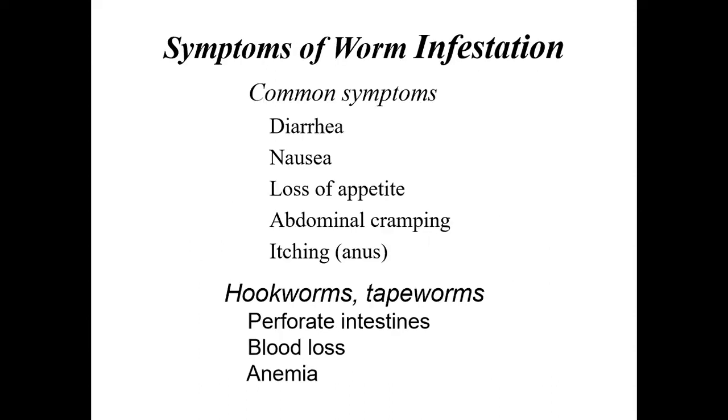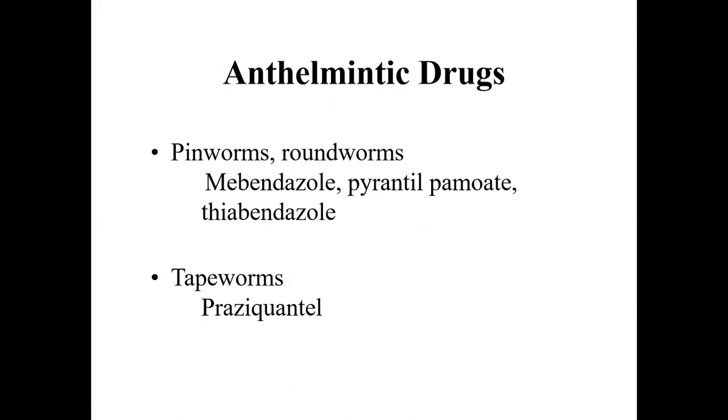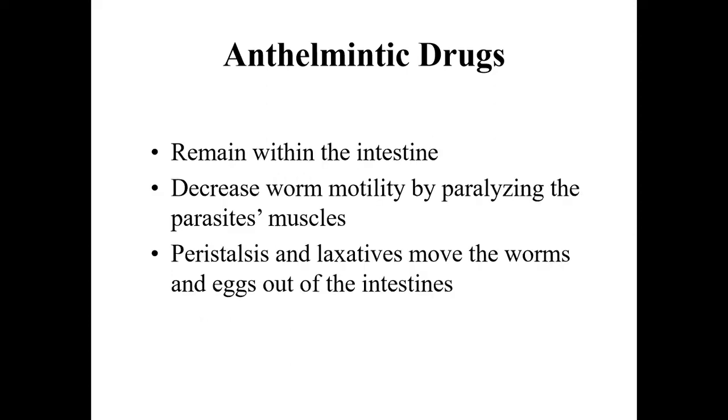The symptoms of these worms are that they can cause diarrhea, nausea, vomiting, and itchiness around the anal region. Hookworms and tapeworms can perforate the intestines and result in chronic iron deficiency anemia due to bleeding. Then we have anthelmintic drugs which work on pinworms and roundworms, like mebendazole, pyrantel pamoate, and albendazole. For tapeworms you can give praziquantel.